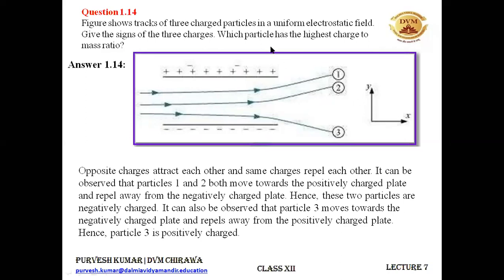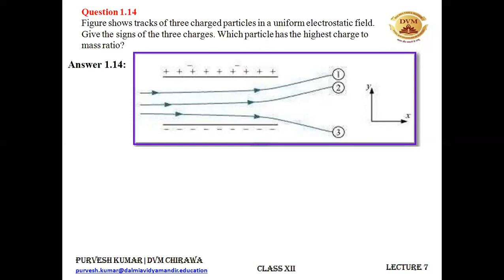Which particle has the highest charge to mass ratio? This is really very important. Which particle has the highest charge to mass ratio? So let's solve part B of it. See, the more the charge, the more will be the deflection. All right. If a body is heavily charged, then it will be attracted or deflected by the electric field.